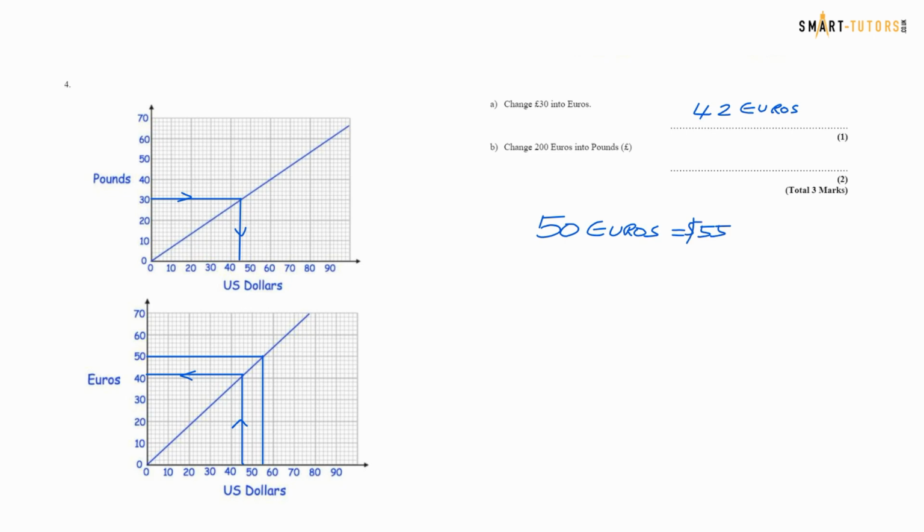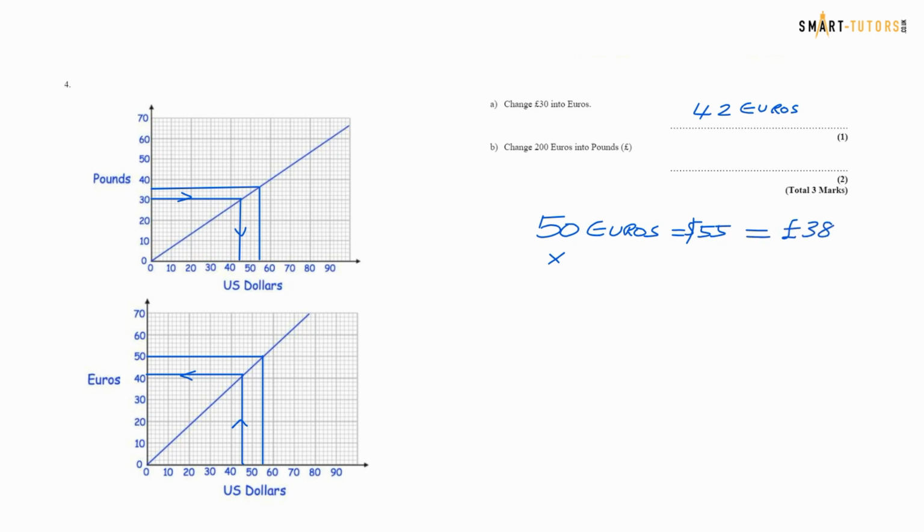So $55. Let's say before you multiply, $55 is how much in pounds? You draw a 55 line somewhere here, and that is going to be something like that. So 38, which is equal to 38 pounds.